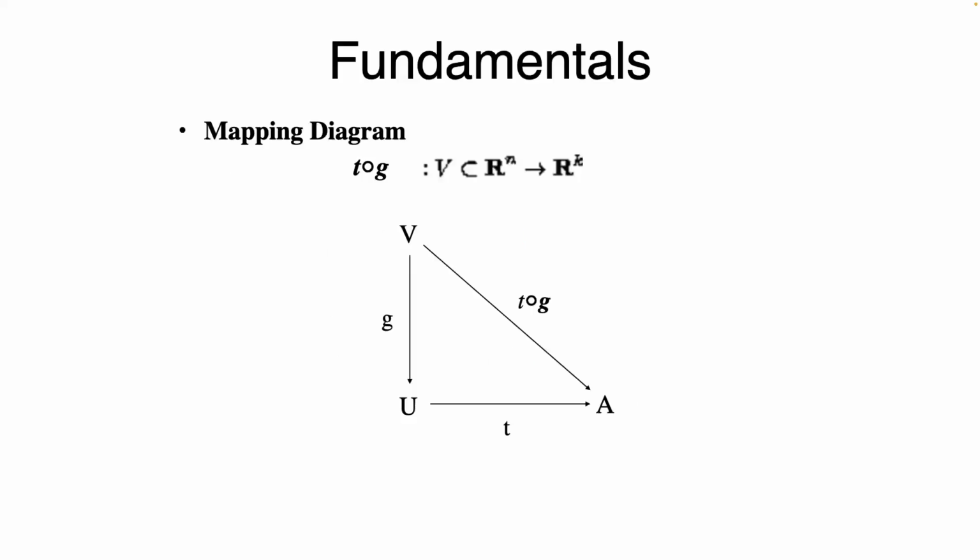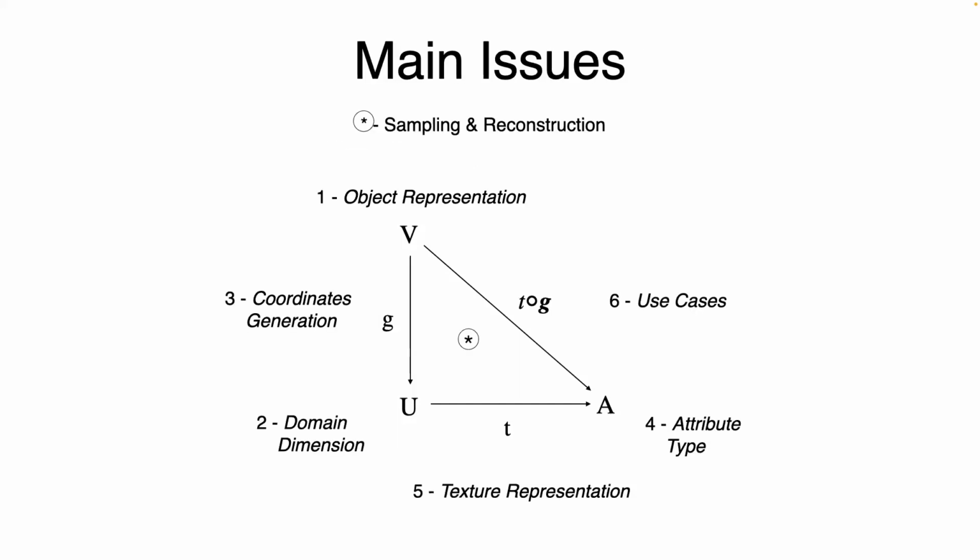And so to study texture mapping, we have this diagram that basically is the blueprint of texture mapping. And what we're interested in is the composition, T composed with G, and here we have the texture function and the mapping function, and you have the composition. And with this, we can understand the main issues related to texture mapping. And the main issues are, one, the object representation, how we are going to represent the object to do texture mapping. Then is the domain dimensions of our texture.